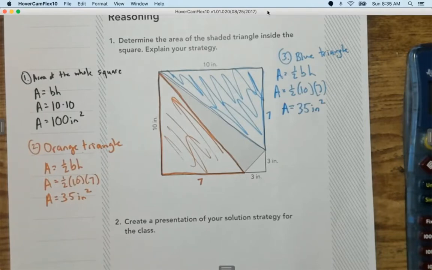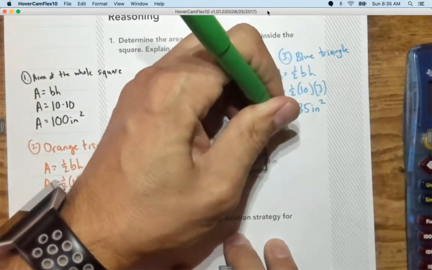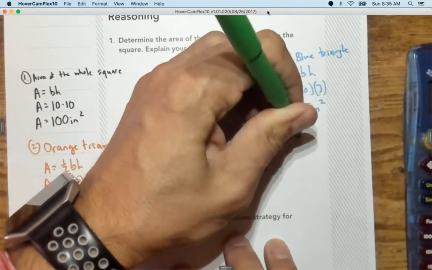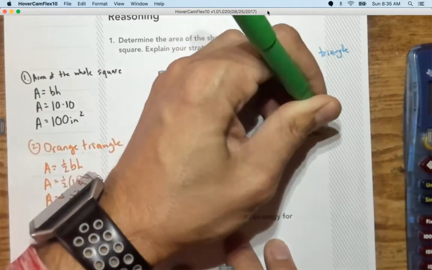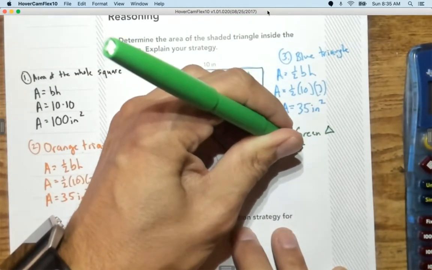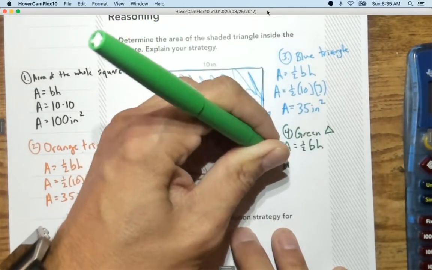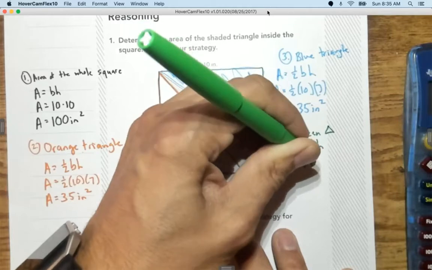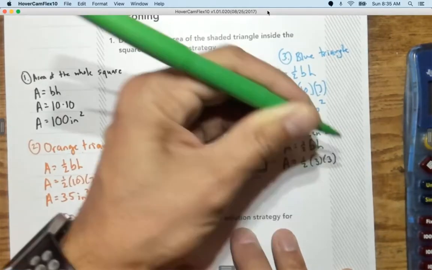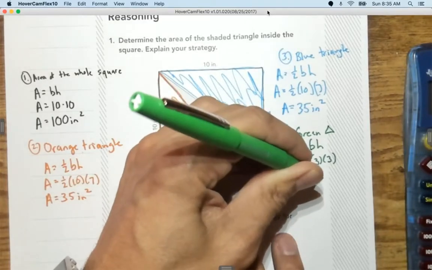Pick a color. Green. Now all I have left is this baby green triangle. So right there, right there, right there. And so I figured out the area of the green triangle. And for this one, area is 1/2 of base times height. And in this one, area is 1/2 of 3 times 3. And when I calculate that out, I'm going to get 4.5 inches squared.